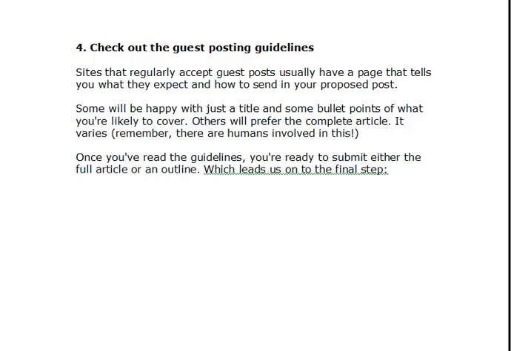Obviously you'll have checked initially that it could potentially take a guest post. Sites that regularly accept guest posts normally have a page that tells you what they expect and how to send it in. Sometimes they'll be happy with just a title and some bullet points of what you're likely to cover. Other times they'll prefer the complete article, and it just varies because there's humans involved. Once you've read the guidelines, you're ready to submit either the full article or an outline, which takes us on logically to the final step in this process, and that's actually writing your guest post.